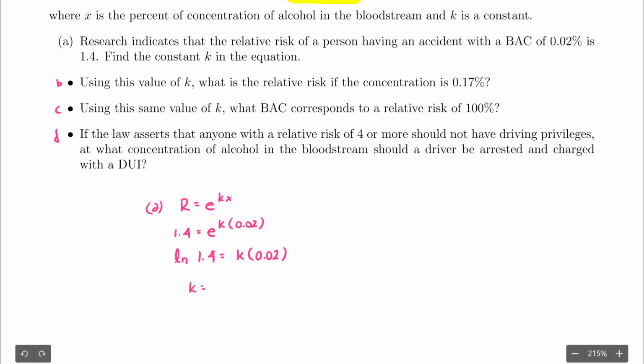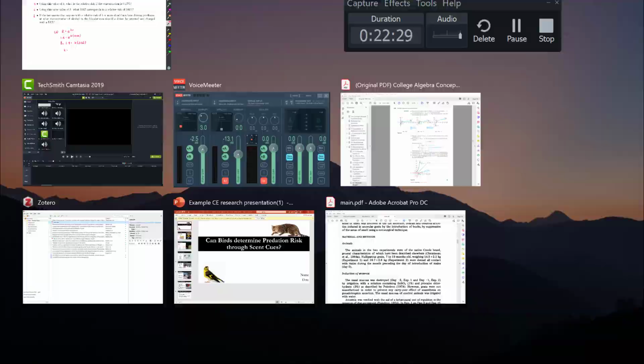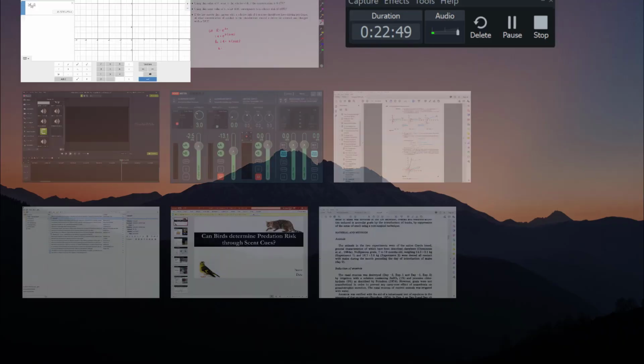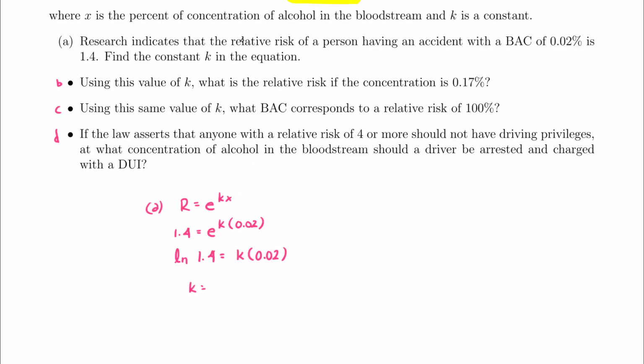So I'm going to use the calculator for that. The natural log of 1.4 divided by 0.02, and we get 16.82. So there's our constant K, 16.82. And we're going to use that value throughout the remainder of this problem.